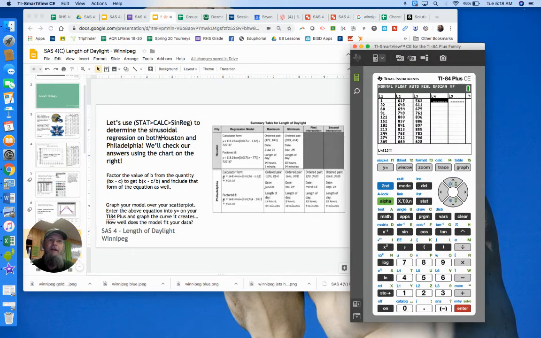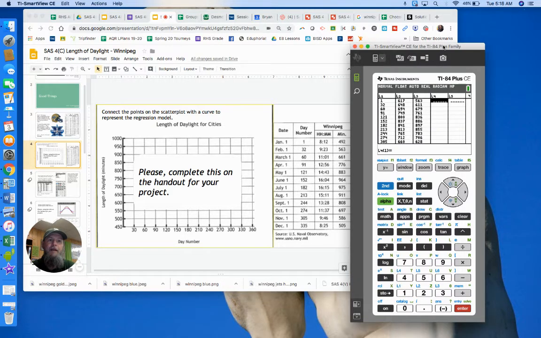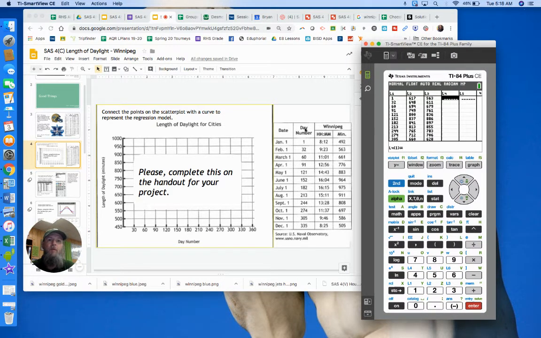I'm going to pull up the Winnipeg information right here, and plug it into my calculator into L4. Since L1 is the day number already, I'm just going to put in the daylight minutes for Winnipeg. 492 on day 1, 63 for day 32, and we'll just put these in real quick. 83, 964, 975, 911, 808, 697, 586, and 505. Notice they all correspond and they end at the same one. It wouldn't work if you didn't do this the right way.